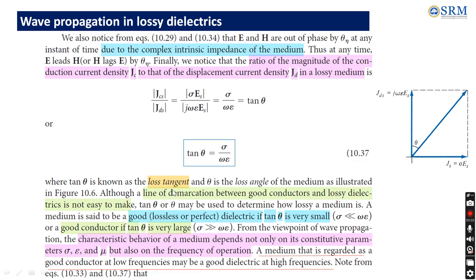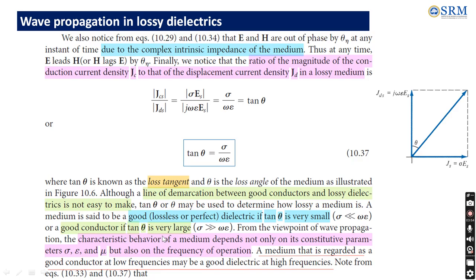So by knowing the value of loss tangent, we can tell whether it is a good conductor or a good dielectric. If tan theta is very small, conductivity will be very less, right? So it's a good dielectric. If tan theta is very large, conductivity will be very high, and that we can call a good conductor.